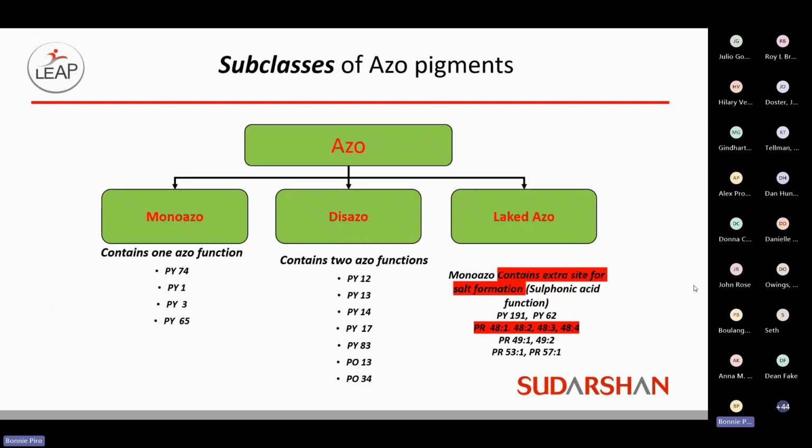So when we talked about azos in the past, there are the three subclasses of azo pigments, the monoazo, disazo, and then these fall into that laked azo. So they are monoazo because they only have the one azo function in the crystal, but they are laked because there is an extra site that comes in from the coupling agent that provides that location for that salt formation. And here are some other examples of laked monoazo pigments as well.